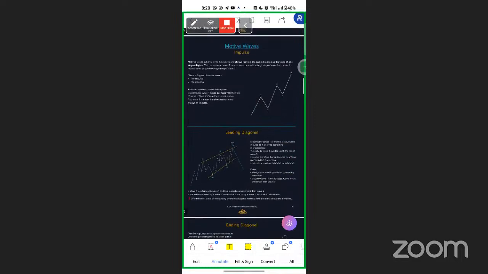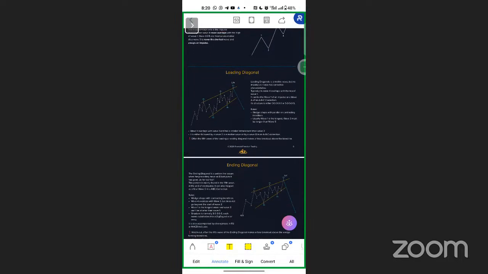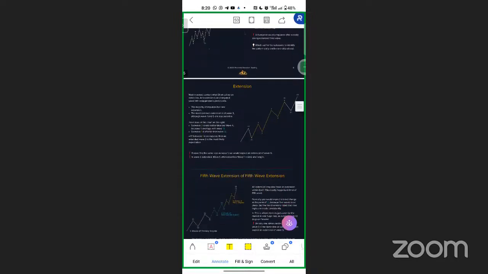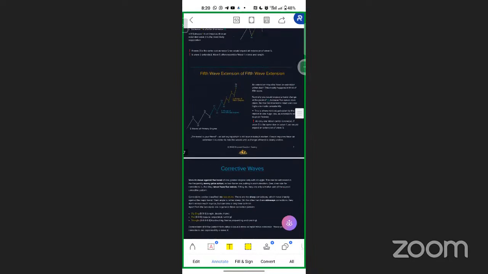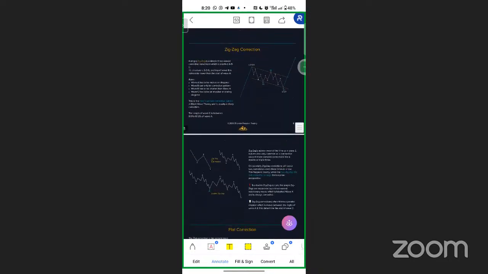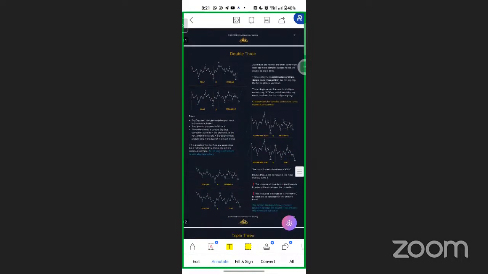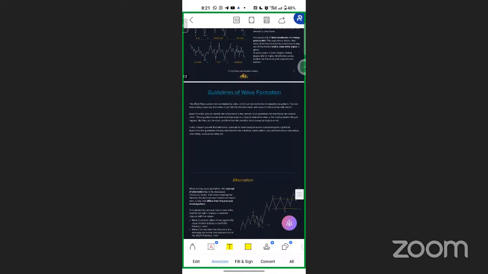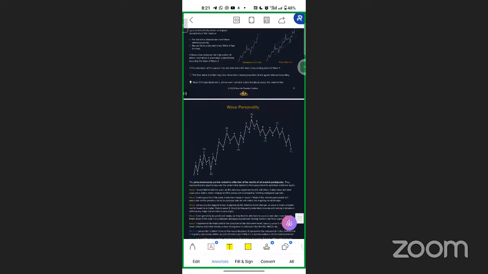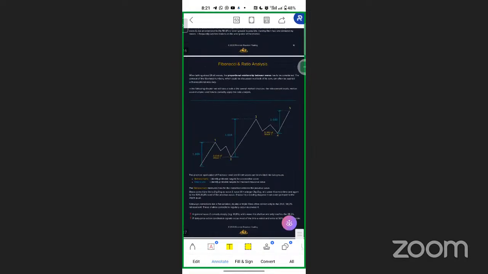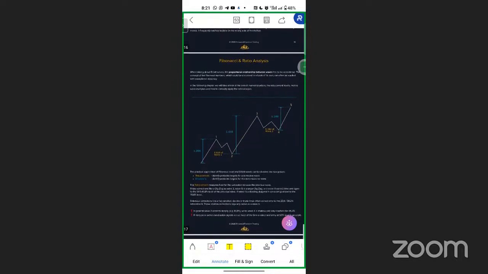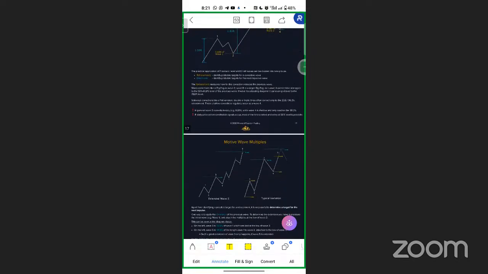Before we start drawing, before I go into these: the leading diagonal, ending diagonal, truncation, extension, then the corrective waves, the zigzag, the flat correction, the expanded correction, the running flat, the double three, the triple three, the triangle, and then the wave impulsion, the Fib and ratio analysis.